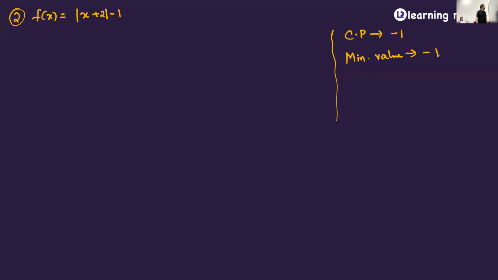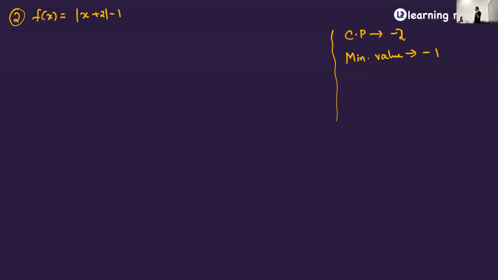Yeah. So we'll see the second problem. Tell me the question. So f of x is equal to mod of x plus 2, minus 1. Okay. So here, if you observe, the critical point is minus 2 and it will have a minimum value of minus 1.